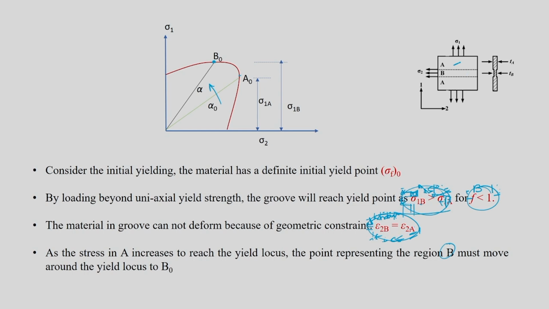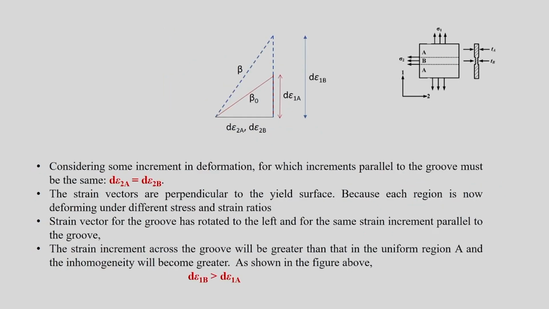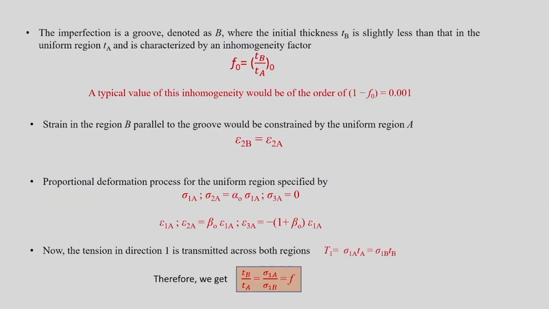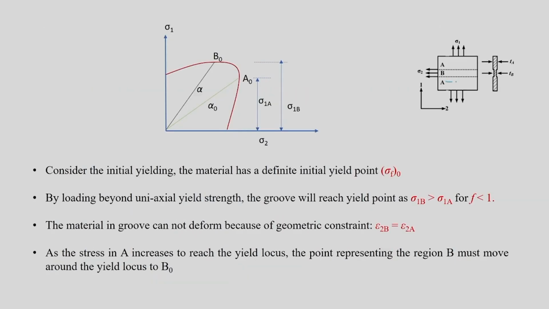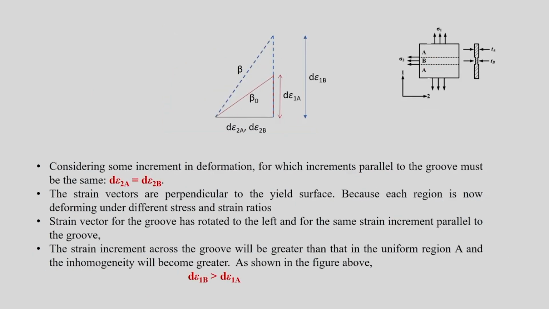Okay, so this is the situation. Now you are going to further deform the sheet, considering some increment in deformation. For the increments parallel to the groove, they must be the same, correct? So d epsilon 2a would be equal to d epsilon 2b, which is what we have seen before also. The increments should be the same. Why? Because they are connected to each other.